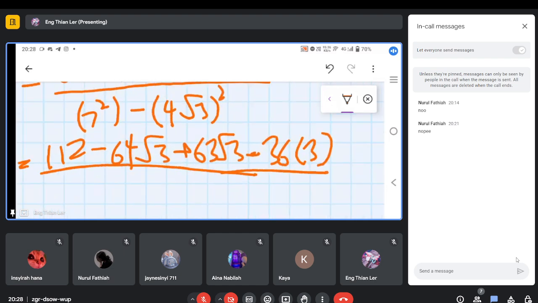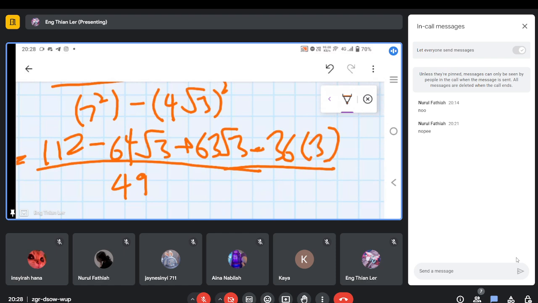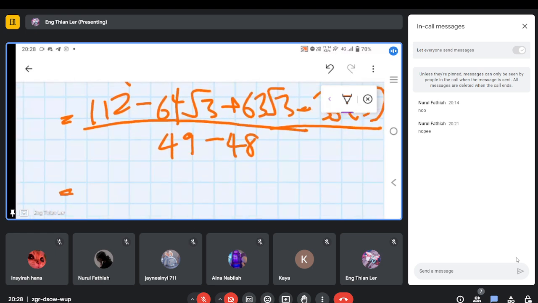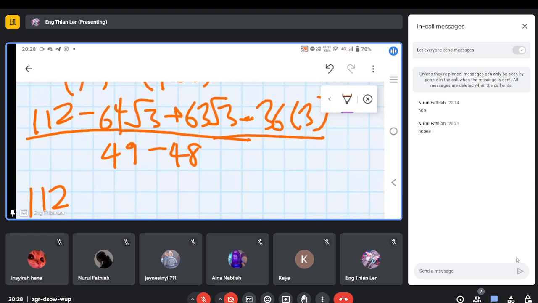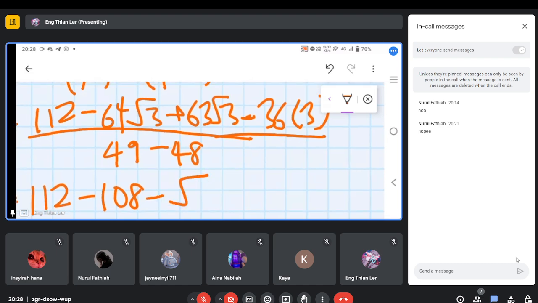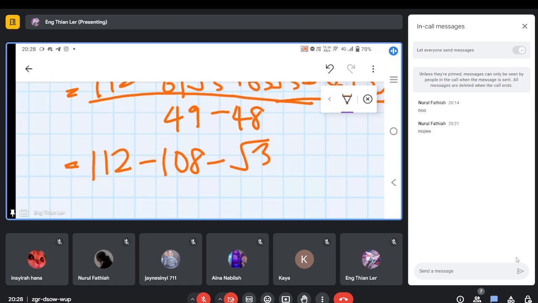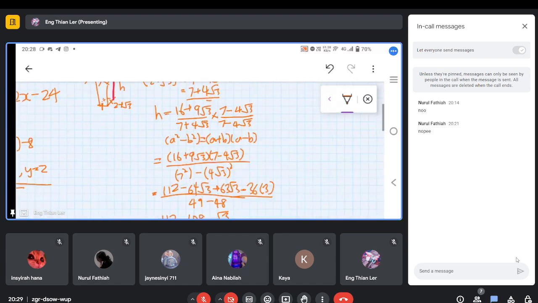The bottom: 7 squared is 49, and (4√3) squared is 48. Very nice, the bottom part we get 1. Let's continue. 112, and 36 multiplied by 3 is 108. Negative 64 plus 63 is just negative 1, so we are left with minus √3 here. And 112 minus 108 is 4. And that's the answer.